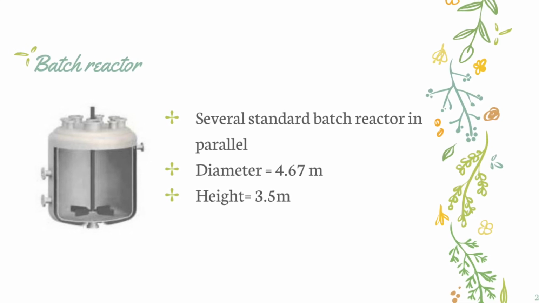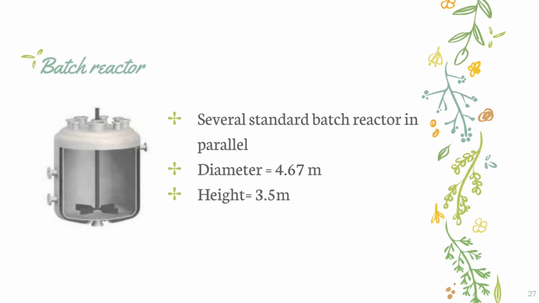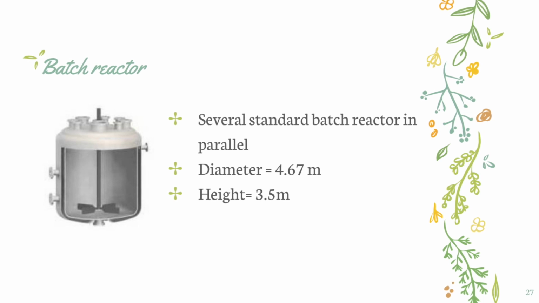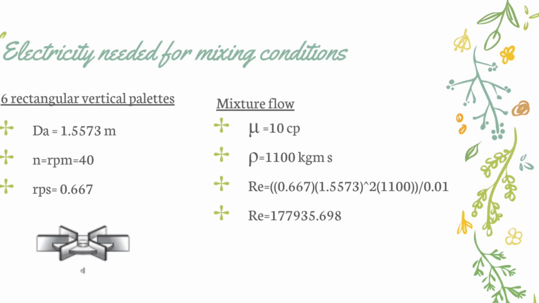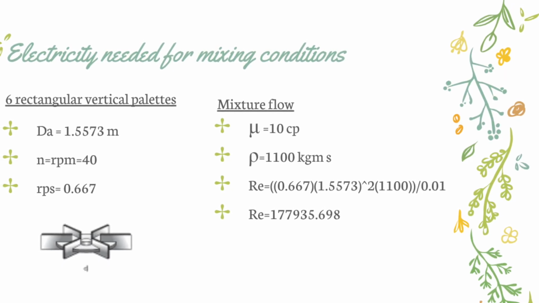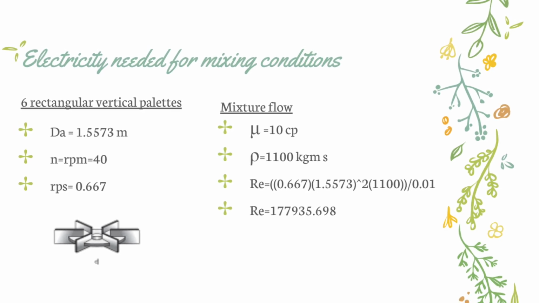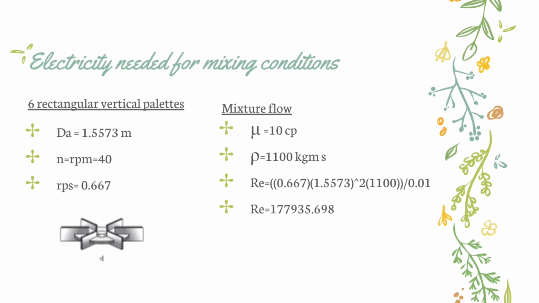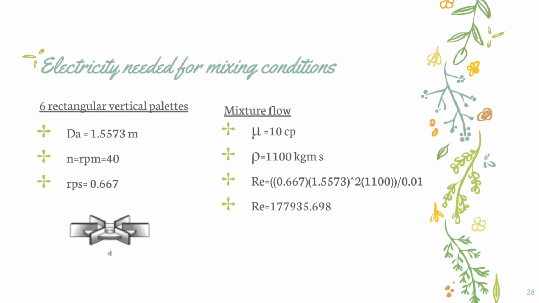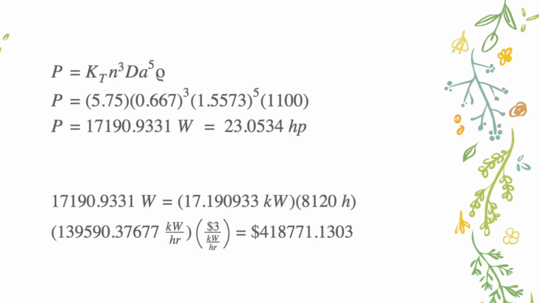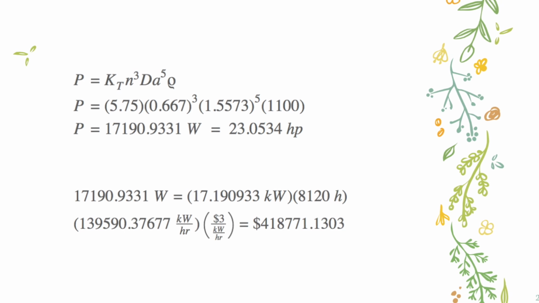To operate this reactor, we are going to use several standard batch reactors in parallel and assume the reactor dimensions shown in the presentation. For the calculation of the electricity needed for mixing in a single batch reactor with 6 rectangular vertical paddles, using the optimal criterion of a propeller diameter of 1/3 of the reactor diameter, and calculating the Reynolds number for the mixture flow, we obtain the data needed for the equation to calculate the power, and multiplying by the time we obtain the cost.